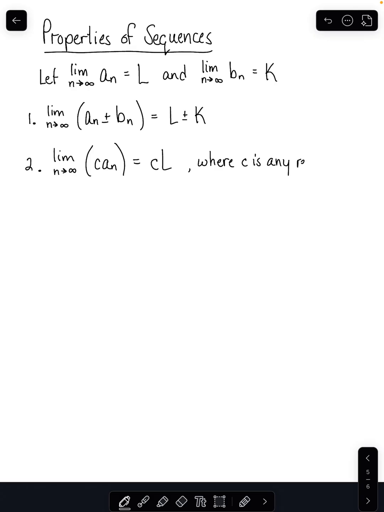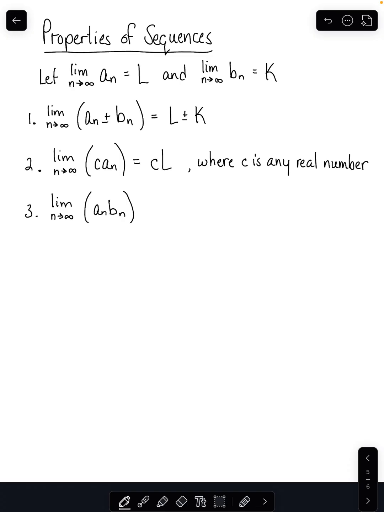And this holds for any real number c. What if then, instead of adding or subtracting the terms of the sequences, or instead of multiplying the terms of the sequences by the same value, what if we multiply the corresponding terms of the sequences together?